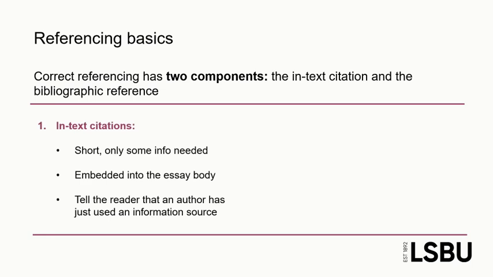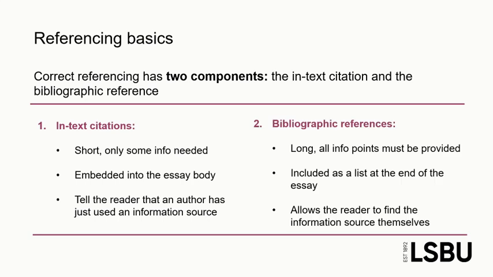The in-text citation or marker is embedded into the essay itself. It lets the reader know that you have just quoted from, paraphrased, or summarized words or ideas put forward by another researcher in another information source. To avoid disrupting the flow of your essay too much, you don't need to include much information here. In Harvard referencing, you provide the author or authors' surnames, the year the source was published, and a page number if relevant. We'll see an example of this on the next slide.